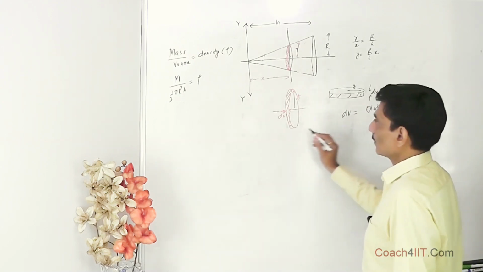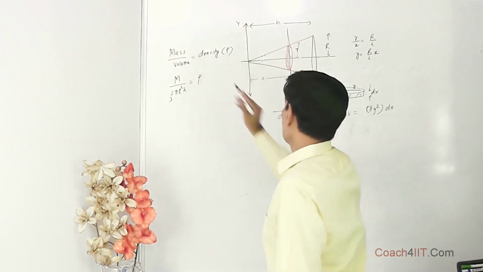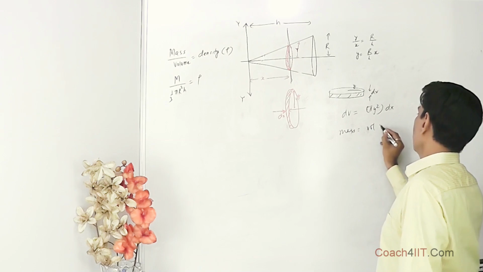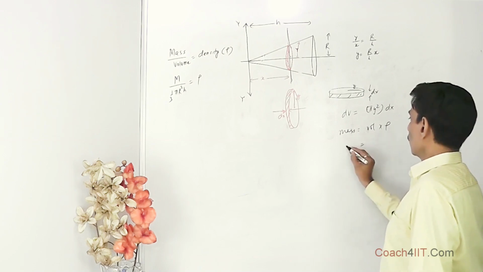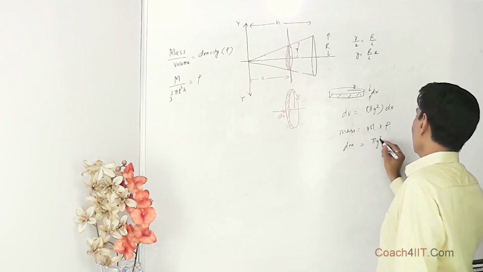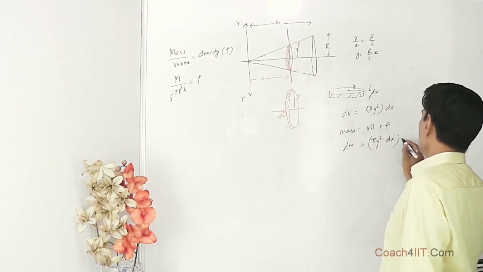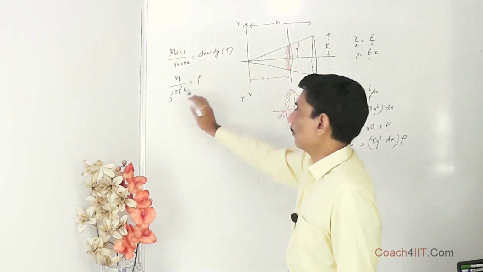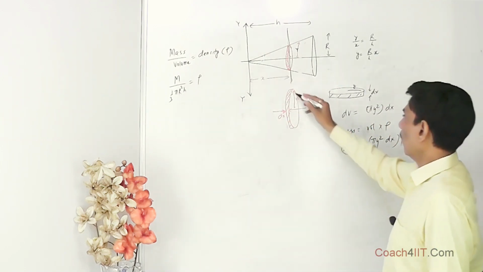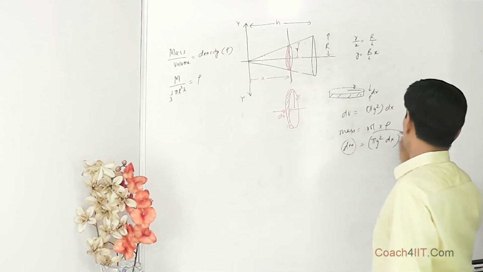And mass over here: when mass upon volume is equal to density, it means mass is equal to volume into density. So dm of this disk is going to be pi y square dx, the volume, into density, where density is M upon pi r square h by 3. So we have found dm of this disk.